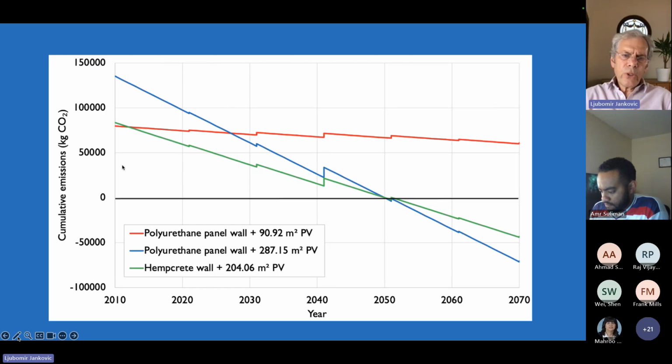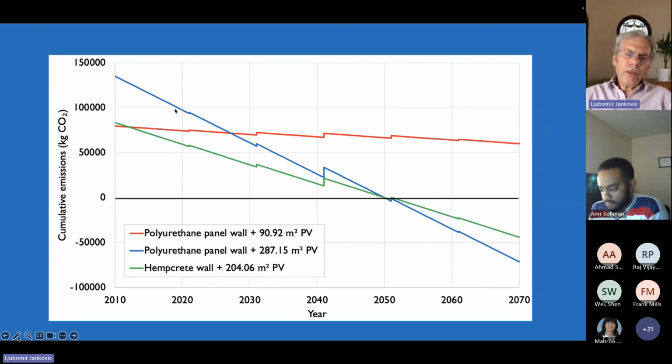We have starting emissions due to embodied emissions in materials and PV shown here, and going slowly down. The kinks here are due to maintenance emissions.